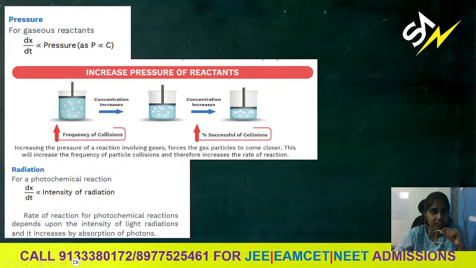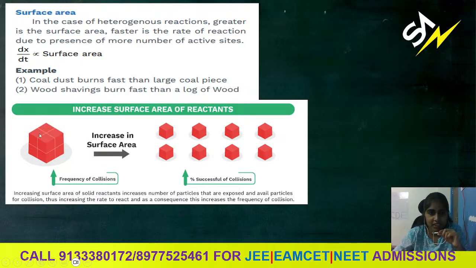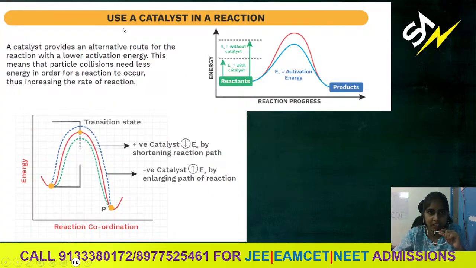Next, how pressure affects rate of reaction. Pressure is also directly proportional to rate of reaction. Intensity of radiation is also directly proportional to rate of reaction. And how temperature affects rate of reaction: as temperature increases, the frequency of collision increases, so obviously the rate of reaction increases. Next, surface area. If surface area increases, there will be more successful collisions, which increases the rate of reaction. That is, surface area is directly proportional to rate of reaction.